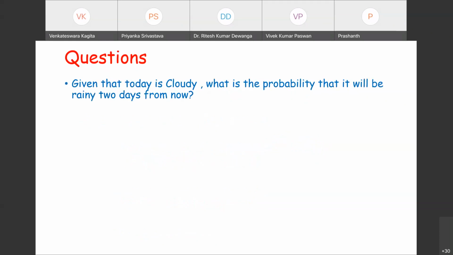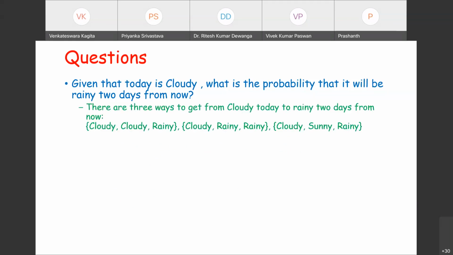Next question. Given that today is cloudy, what is the probability that it will be rainy 2 days from now? So tomorrow's information is not given to you. What is given to you? Today is cloudy. We are asking what is the probability that it will be raining 2 days from now, the day after tomorrow. So what are the possibilities for tomorrow? Tomorrow can be anything, right? Tomorrow can be sunny, tomorrow can be rainy, tomorrow can be cloudy, isn't it?